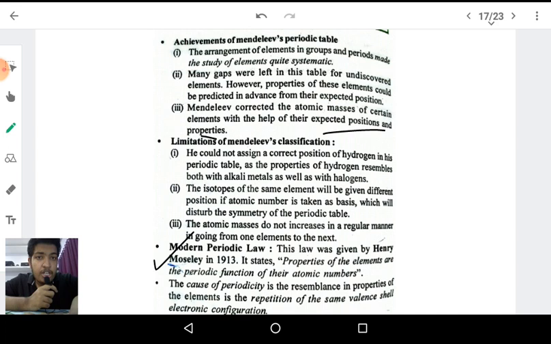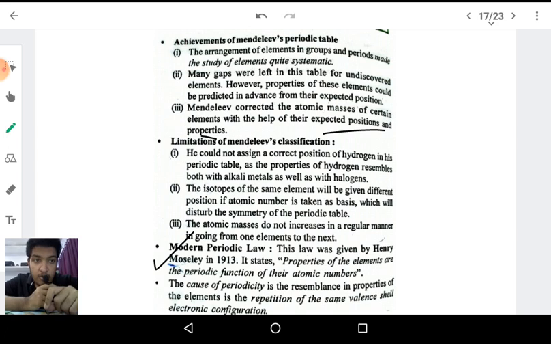The modern periodic law, which was stated by Henry Moseley in the year 1913, states that the properties of elements are the periodic functions of their atomic number and not the atomic masses. So this is the new concept that we have introduced. Every element has a mass, it also has a number. Atomic number is the number of electrons which are present, and atomic mass is the number of protons plus neutrons which are present. So Mendeleev suggested that atomic mass was the fundamental characteristic of an element, whereas Moseley suggested that atomic number is the fundamental property of an element.